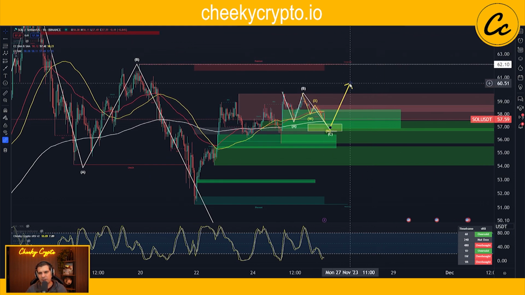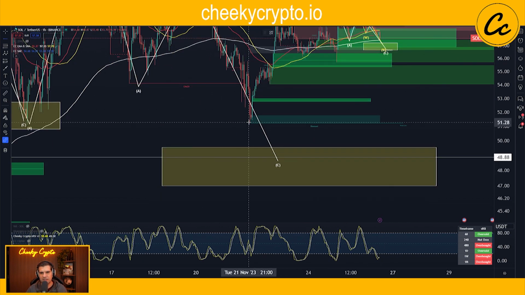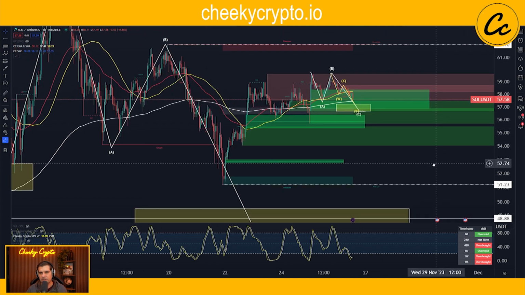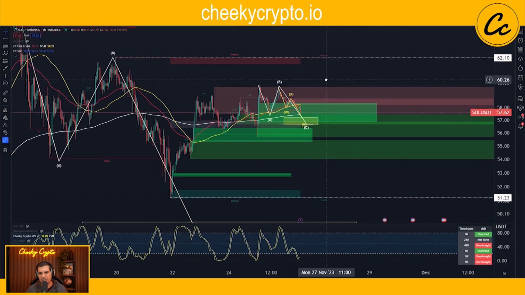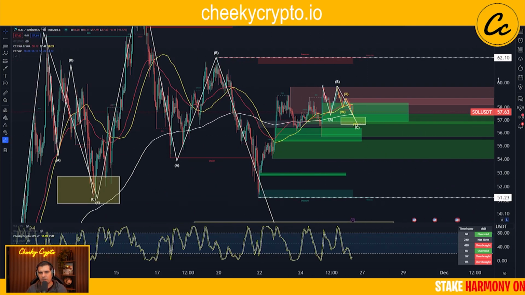It'd be interesting to see what happens here. If we can get a break above 62.10, that's great. It does mean that this low down here at the 51.23 is complete. Until we get confirmation though, it can go either way, so it's not really getting a lot of confirmations here.